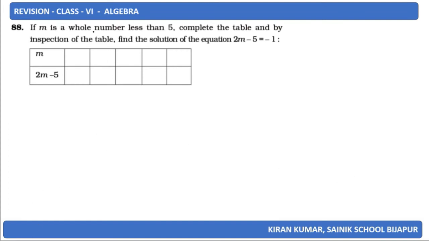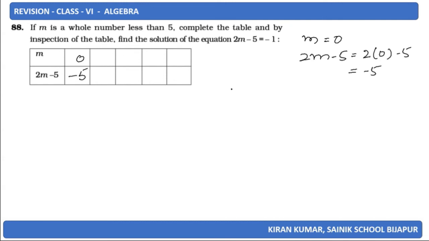Question 88. If M is a whole number less than 5, complete the following table by inspection of the table. Find the solution of the equation 2m minus 5 equal to 1. For m is equal to 0, if m is 0, then 2m minus 5 will be same as 2 times 0 minus 5. This will be negative 5.